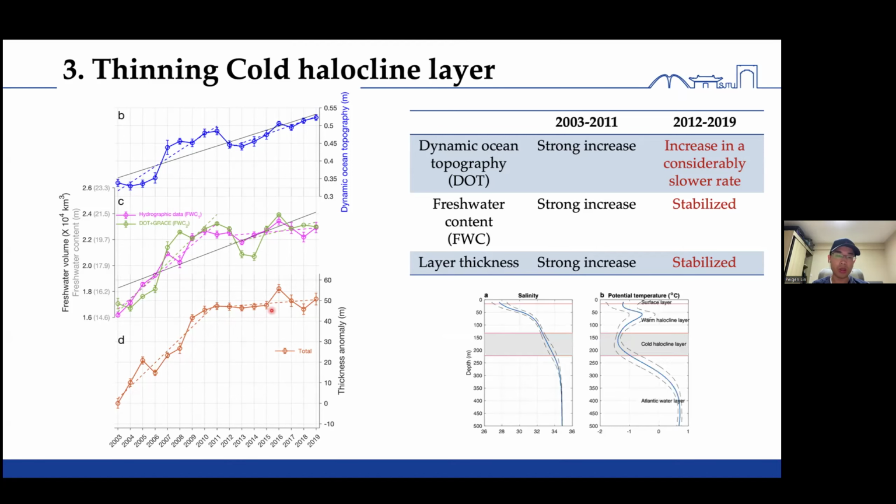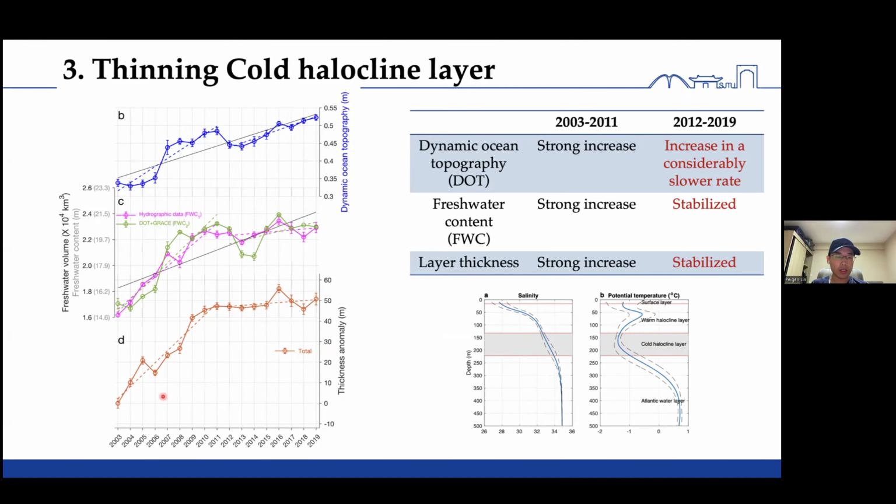So what I mean by the upper layer: those are the mean profiles of salinity and potential temperature within the Canada Basin. It consists of the surface layer, the warm halocline layer, the cold halocline layer, and on top of the Atlantic water layer. So now we look more at the layer above the Atlantic water layer, consisting of the surface layer, the warm halocline and the cold halocline.